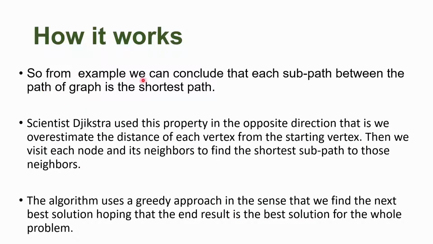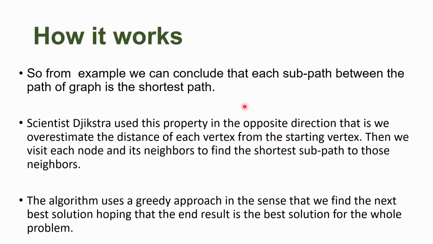So from the example we can conclude that each subpath between the path of a graph is the shortest path. Dijkstra used this property in the opposite direction. That is, we overestimate the distance of each vertex from the starting vertex. Then we visit each node and its neighbors to find the shortest subpath to those neighbors. The algorithm uses the greedy approach in the sense that we find the next best solution, hoping that the end result is the best solution for the whole problem.